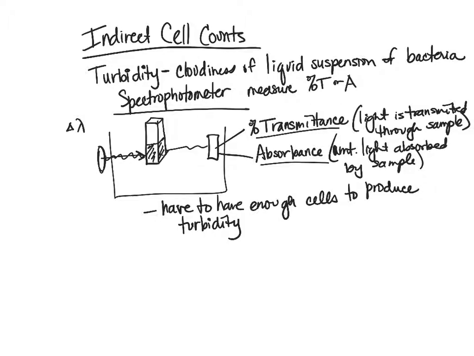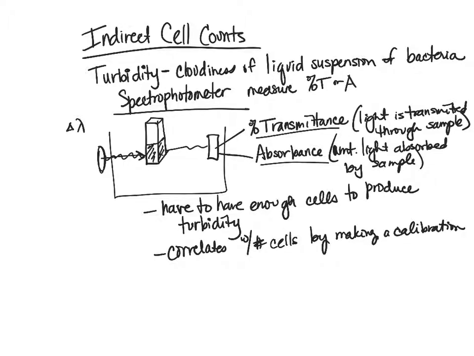And then it'll correlate with the number of cells by first you make a calibration curve, and then with that plate count, it's going to give you the cell density. So it'll give you the measurements and turbidity, and that gives you the cell density. So it correlates with number of cells by making what's called a calibration curve.